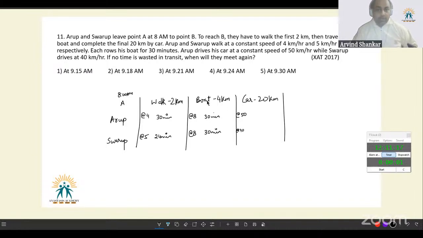Clearly, they will not meet in the boat journey because both of them are taking the same amount of time. And Swaroop would have taken some sort of lead. In the walking portion, he has taken a 6-minute lead.